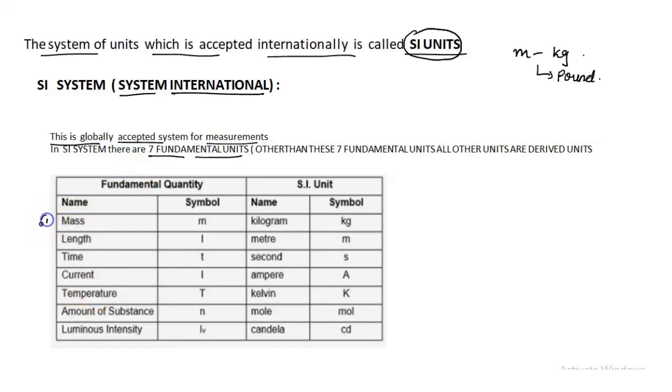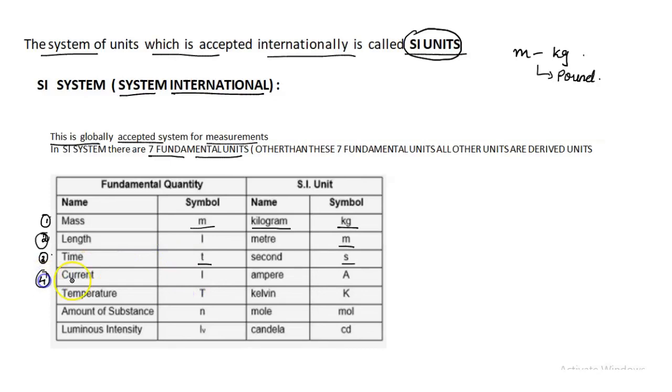First one is mass, and we represent mass as m, and SI unit for mass is kilogram, represented as kg. Second one, length, and the symbol for length is small letter l, and SI unit for length is meter, represented as small letter m. And for time, third one, we represent time as small letter t, and SI unit for time is second, where small letter s indicates the second.